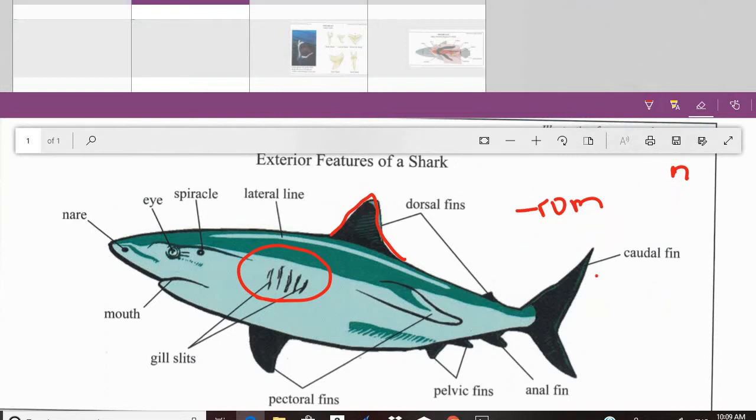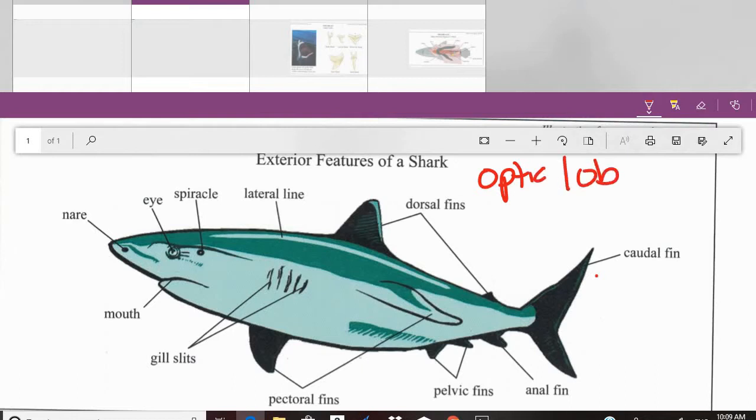If we were to look at the brain of a shark, we would see that its optic lobe, so remember, optic lobe is for sight, is not very big. So they have these eyes here, this eye that we see is connected to the optic lobe, but they do not have a very good sense of sight. So the optic lobe is not very large.